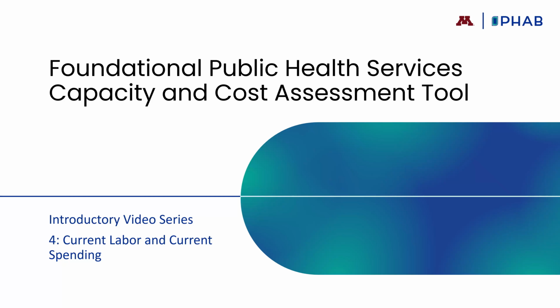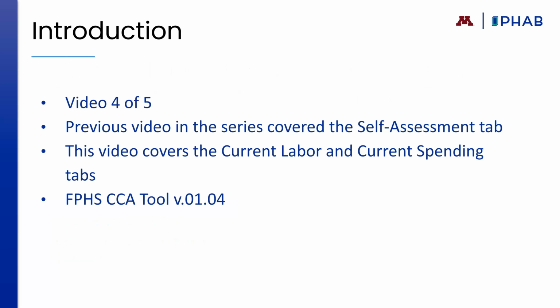Welcome to the introductory video series for the Foundational Public Health Services Capacity and Cost Assessment Tool. This is video 4, Current Labor and Current Spending. This is the fourth in a series of 5 instructional videos that provide an overview of the FPHS CCA tool developed by FPHAB and the University of Minnesota. This video provides an overview of the current labor and current spending tabs of the assessment.